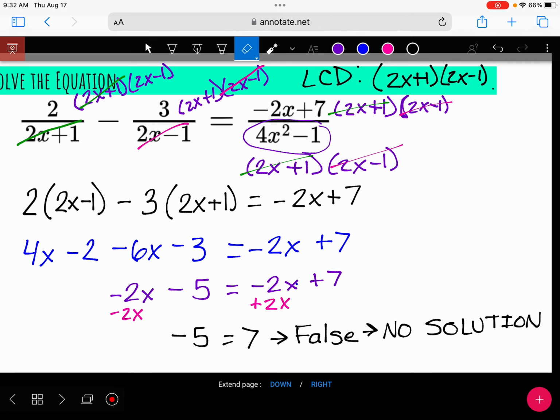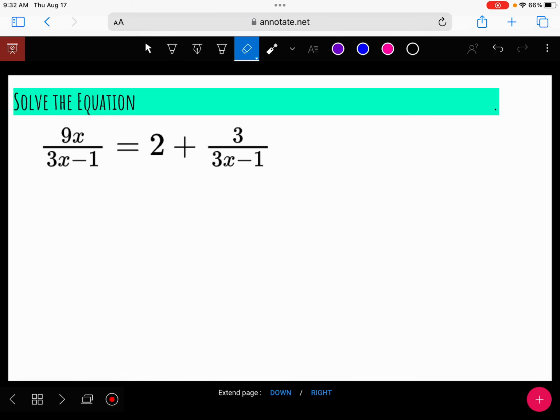Okay. One more of these and then they will start to look less gross. All right. So we've got 9x over 3x minus 1 equals 2 plus 3 over 3x minus 1.